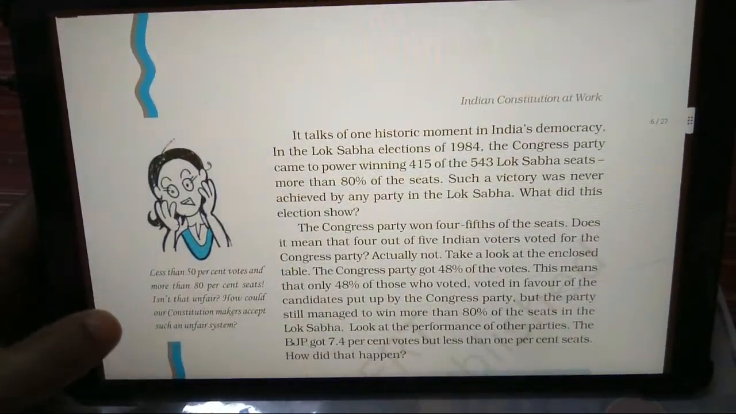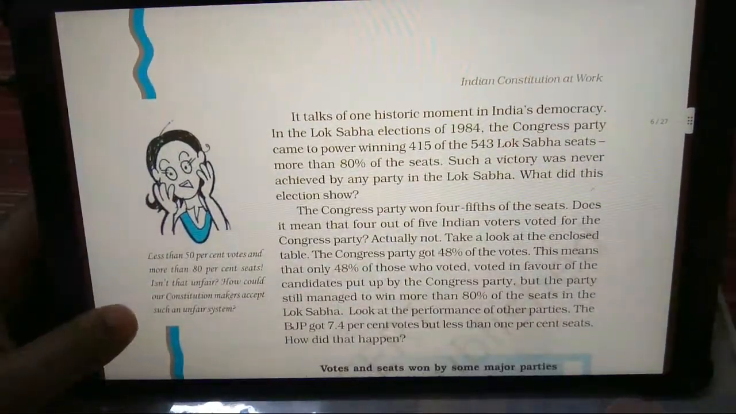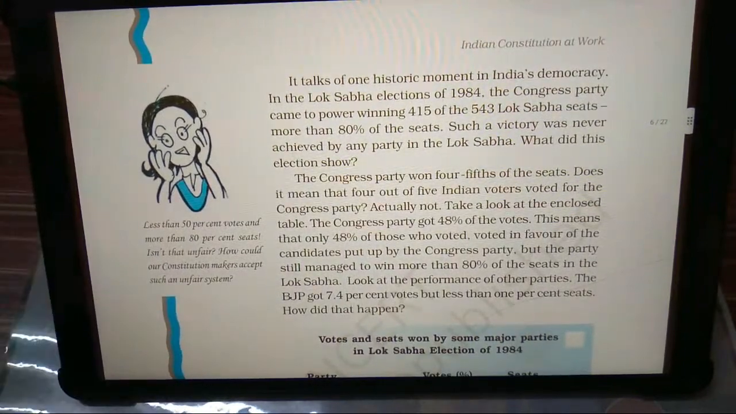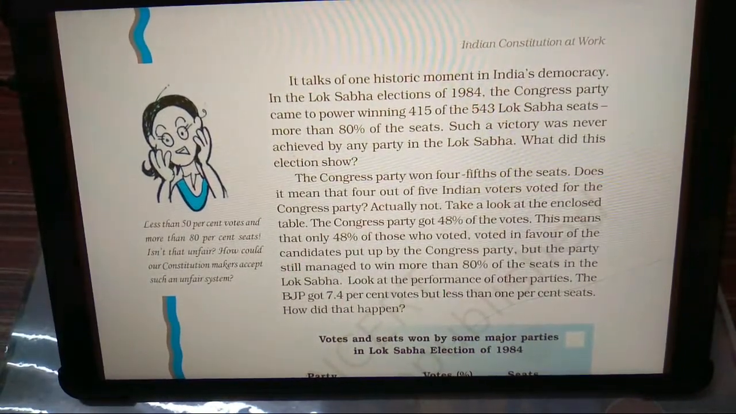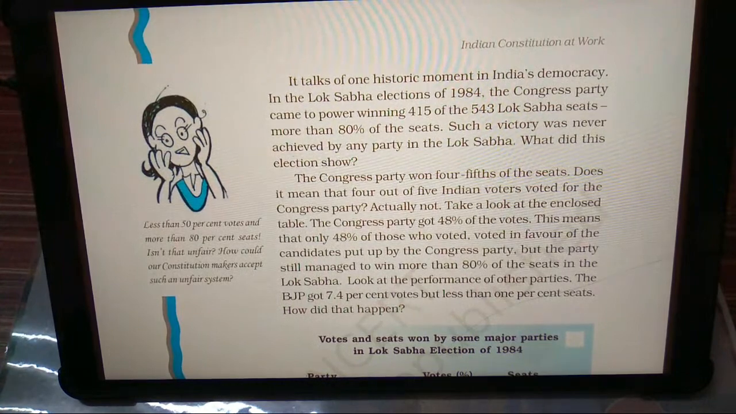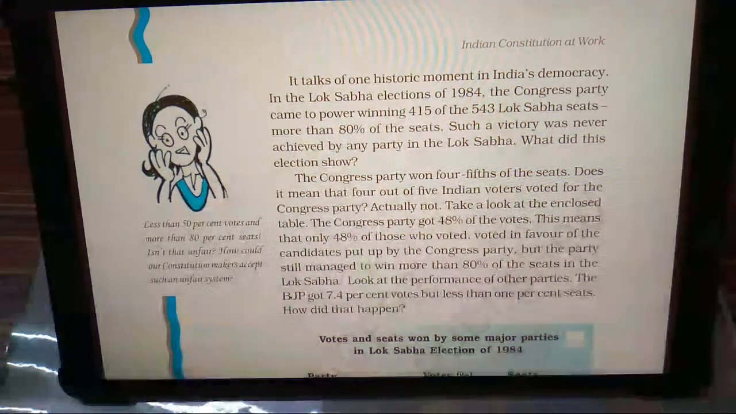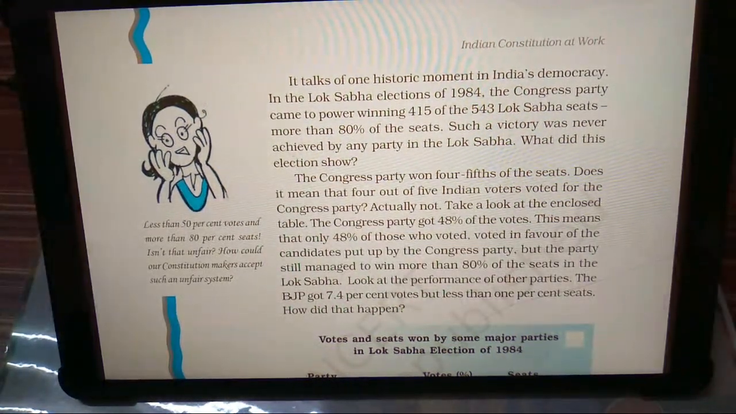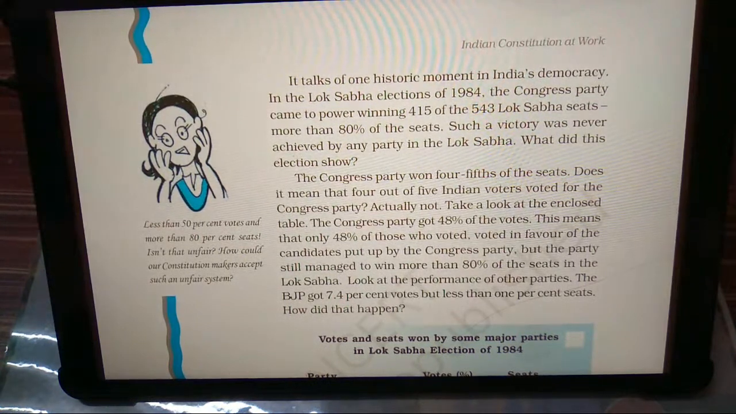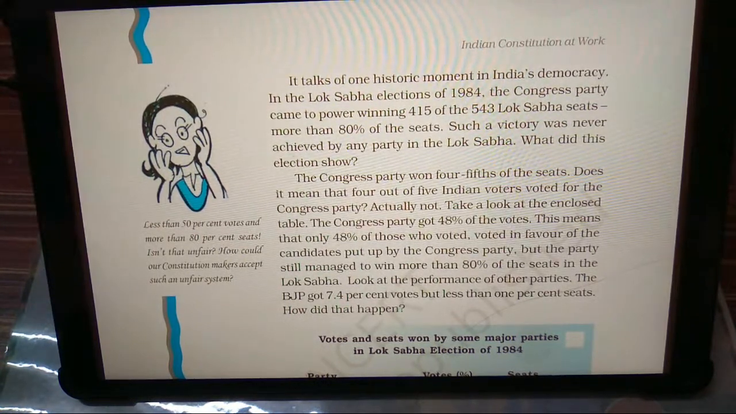It talks of one historic moment in India's democracy. In the Lok Sabha elections of 1984, the Congress party came to power, winning 415 of the 543 Lok Sabha seats, more than 80% of the seats. Such a victory was never achieved by any party in the Lok Sabha. What did this election show?